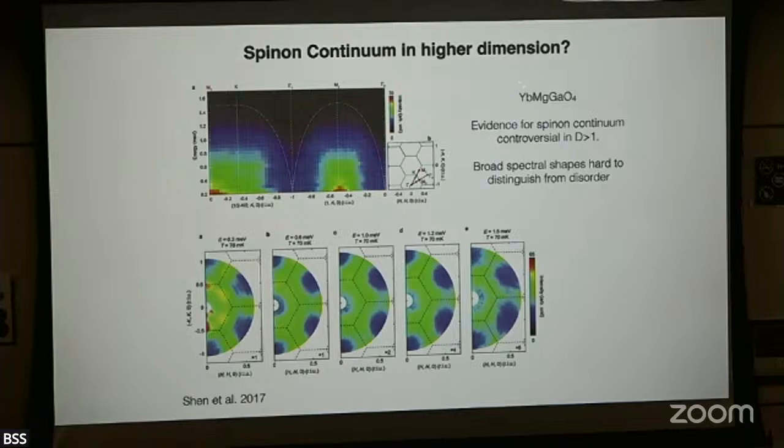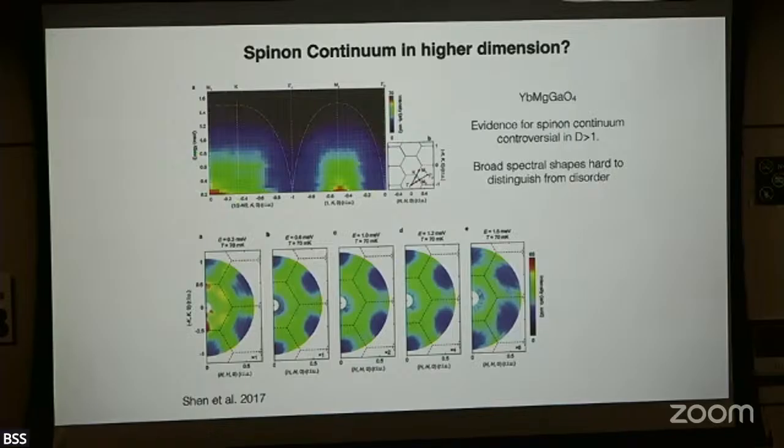So this is some data from some number of years ago on a material that was a hot topic at the time. I've done some work on this material as well. This is not my data. Ytterbium manganese gallium O4. It's a triangular lattice system with antiferromagnetic interactions. And one of the things that was noticed in the neutron scattering spectrum is this is a plot of the neutron spectrum as a function of momentum.